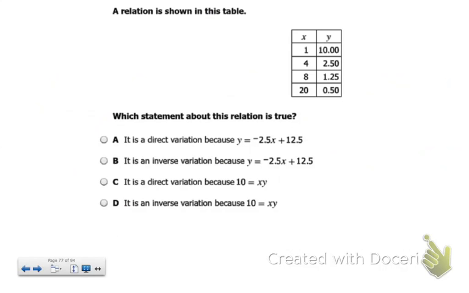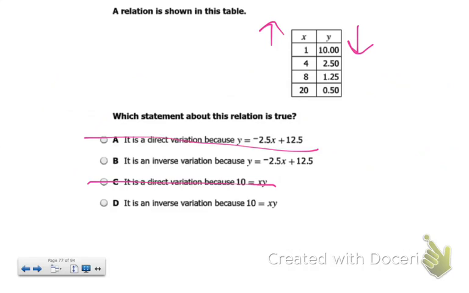Okay, a relation is shown in this table. Which statement about this relation is true? So, first of all, take a look. X is increasing while y is decreasing. Okay, x is getting bigger, y is getting smaller. So that tells me it has to be inverse. So it's not A and it's not C.